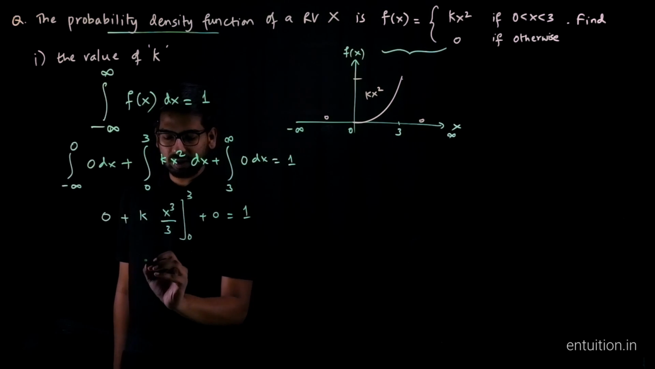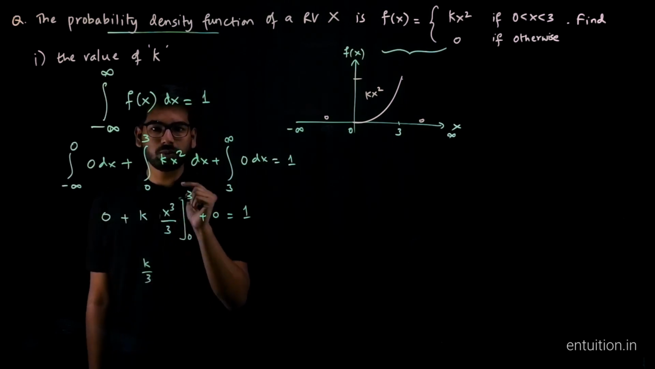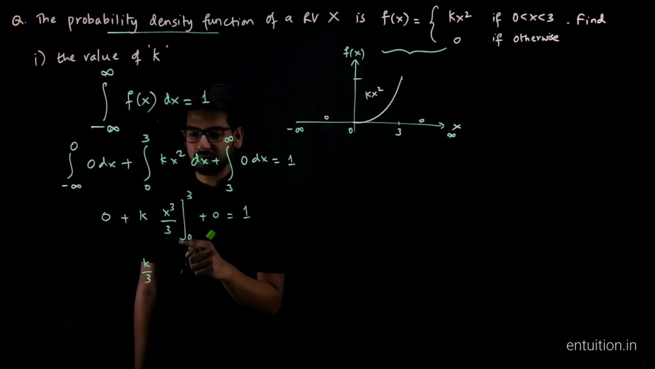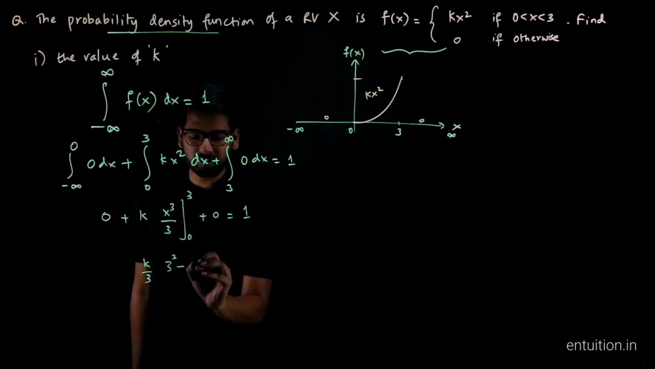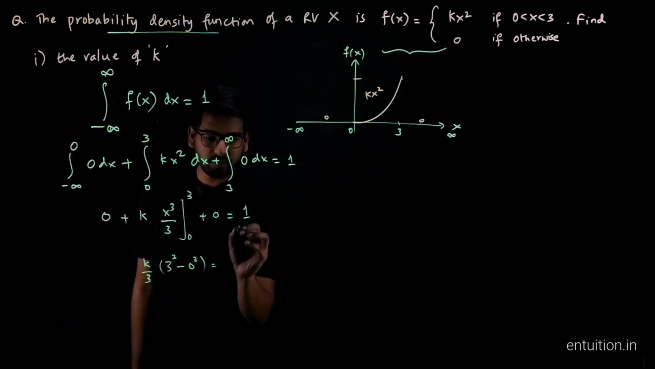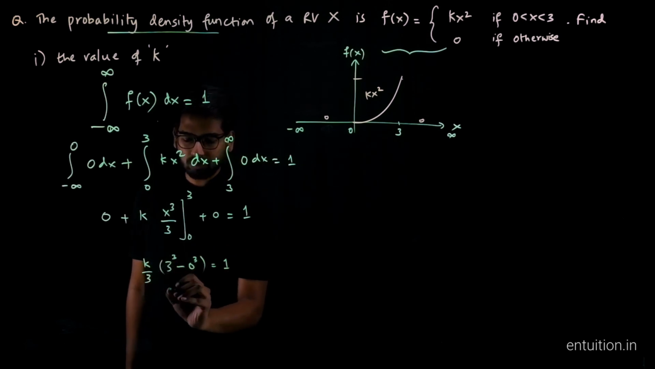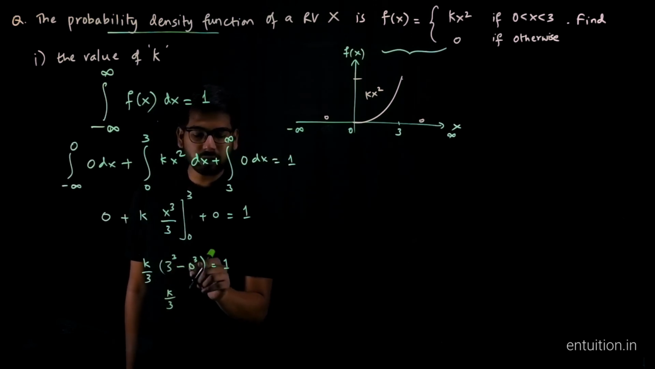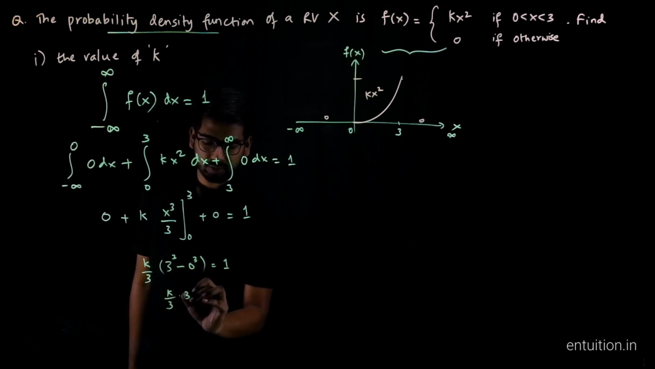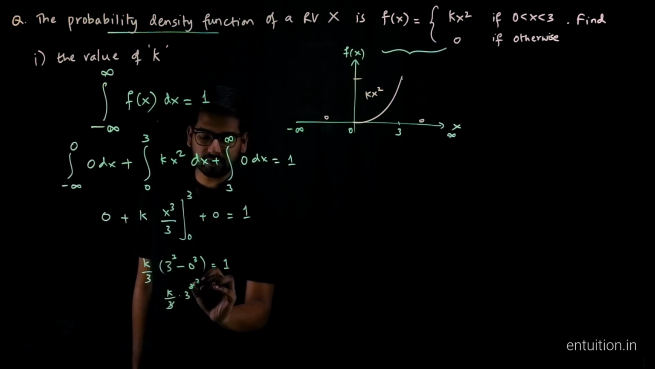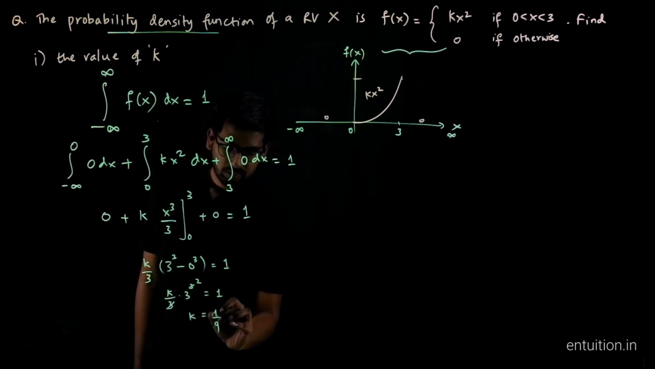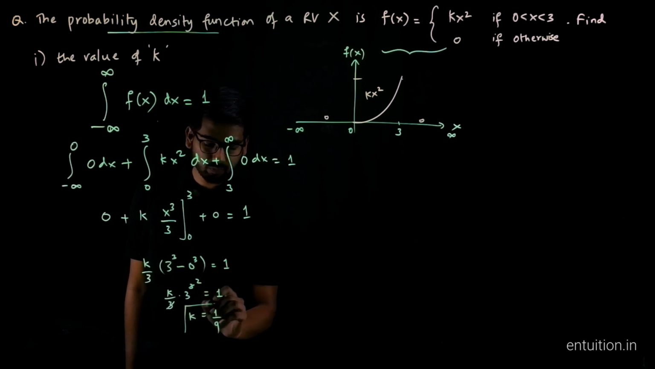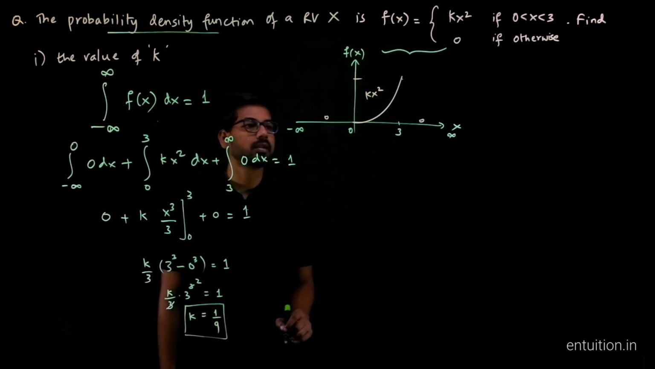Okay, so k by 3 I will write outside. X cube, let us evaluate the limits 0 and 3. First substitute the upper limit, 3 cube, minus the lower limit, 0 cube, equal to 1. So it is k by 3, and 3 cube minus 0 cube is 3 cube, right? So the 3s get cancelled, so it will be k times 3 square equal to 1. 3 square is 9, right? So k is nothing but 1 over 9, right?